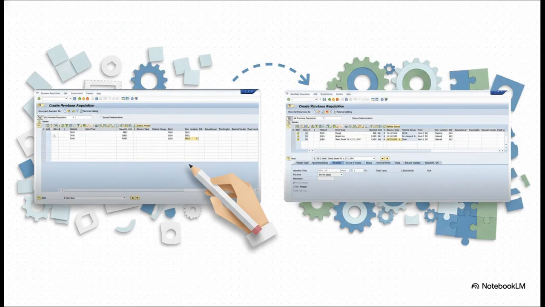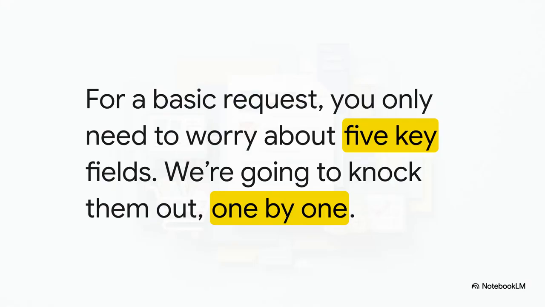And boom, this is the screen that pops up. On the left, you see our blank canvas, where we're starting, and our goal, to fill in the key details and make it look just like the completed form you see there on the right. This gives you a really clear picture of where we're headed. Now, I know that screen might look a little busy, but for a basic request, you really only need to worry about 5 key fields. We're going to knock them out one by one.